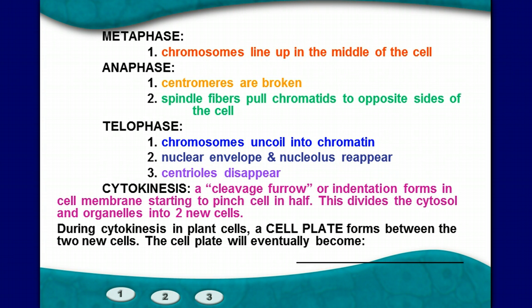So during cytokinesis in plant cells, a cell plate forms between the two new cells. That cell plate will eventually become the cell wall. So that's what goes on your line right there. It eventually becomes the cell wall. Good, let's take a look at the picture.